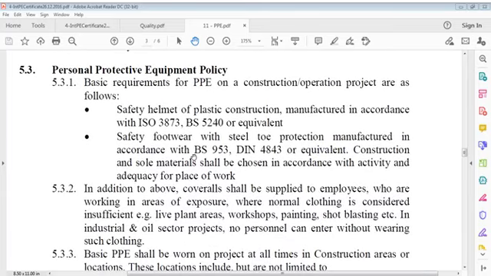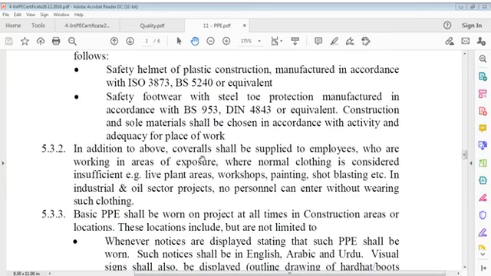Personal protective equipment policy. Basic requirements for PPE on a construction operation project are as follows. Safety helmet of plastic construction, manufactured in accordance with ISO 3873, BS 5240 or equivalent.